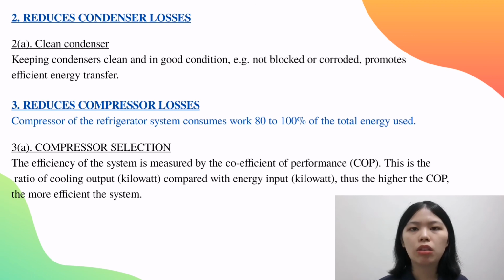Last, we need to reduce the compressor losses. The compressor of the refrigerator system consumes work, adding up to 100% of the total energy used. So compressor selection is important. The efficiency of the system is measured by the coefficient of performance. This is the ratio of cooling output compared with the energy input. Thus, the higher the COP, the more efficient the system. By considering all losses, we reduce their effect, which results in the refrigerating effect increasing, and thus COP increases.